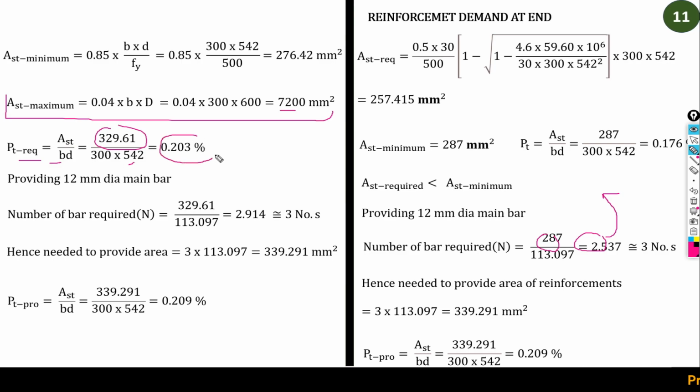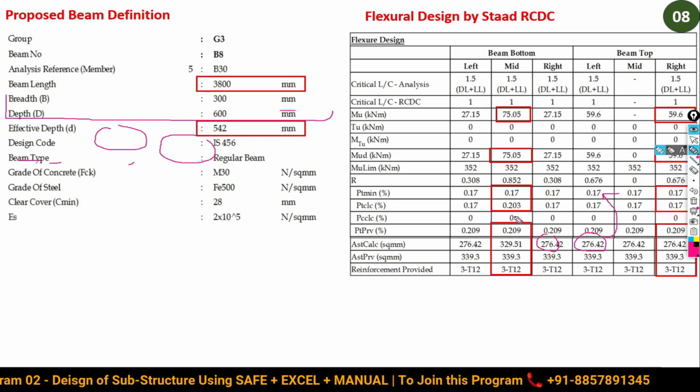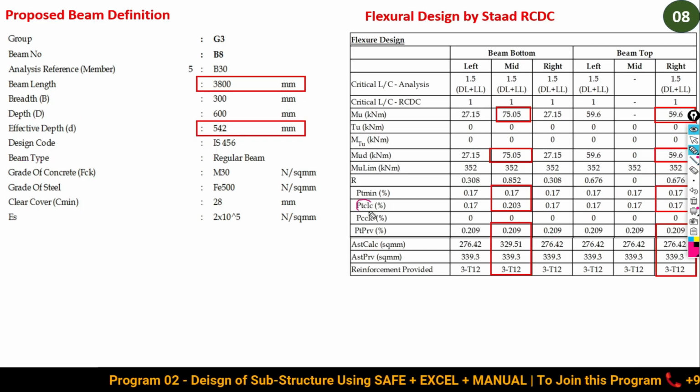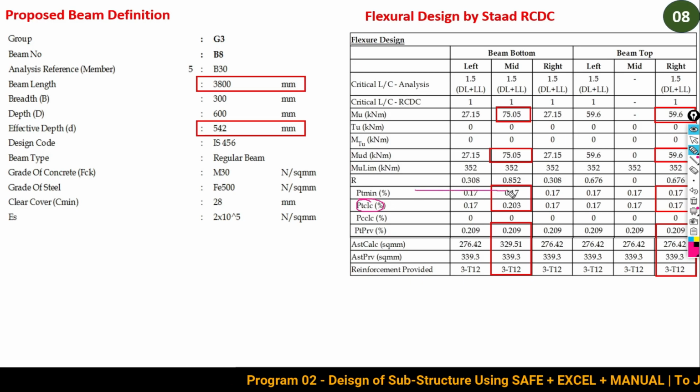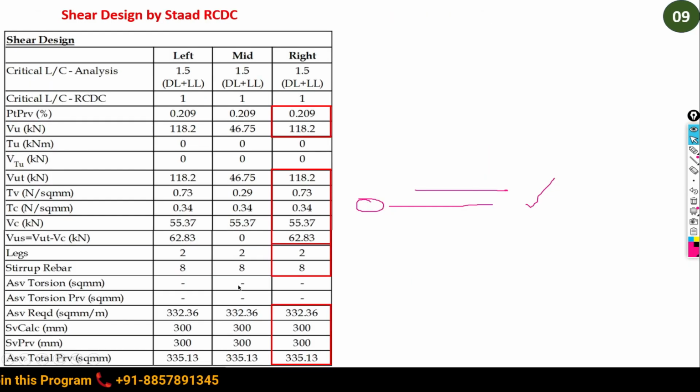So what is the percentage of reinforcement required? It is 0.203. Let me check what RCDC has done. RCDC has calculated PT at the mid. Remember, this is the PT minimum, and this is the PT calculated at the mid of the span. Try to understand, 0.203, so it is exactly matching.